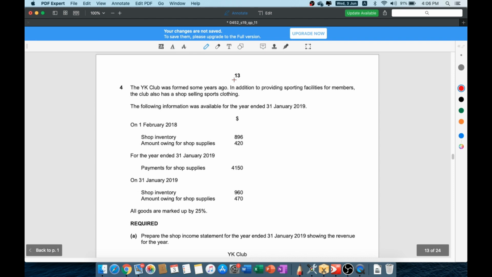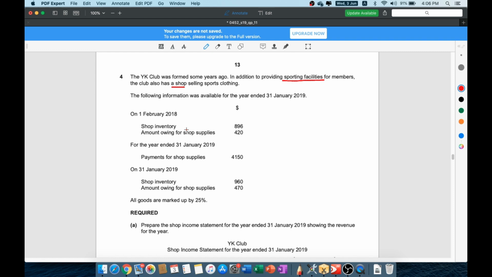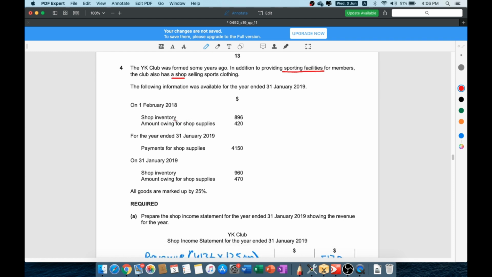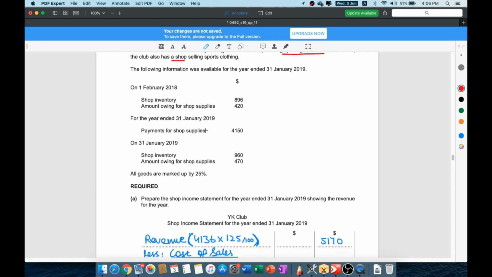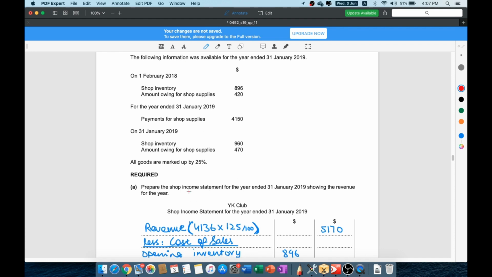So question 4. The examiner says the YK Club was formed some years ago. In addition to providing sporting facilities for members, the club also has a shop selling sports clothing. So their main agenda is providing sporting facilities, but they also have a shop. And then he's given you some shop inventory, opening and closing inventories, and payments for shop supplies, as well as some accruals for shop supplies. And he asks for the shop income statement.